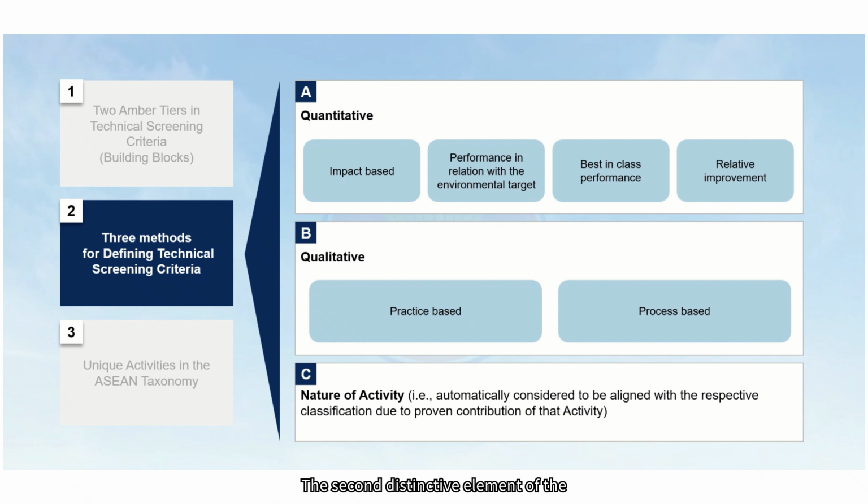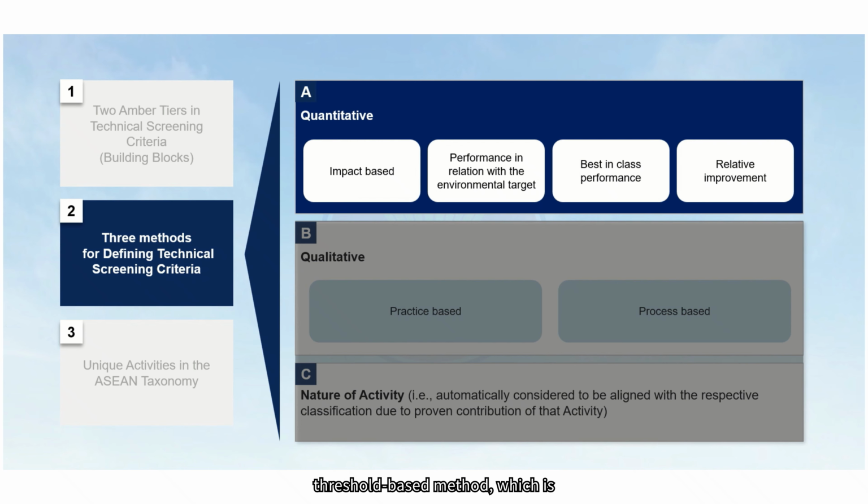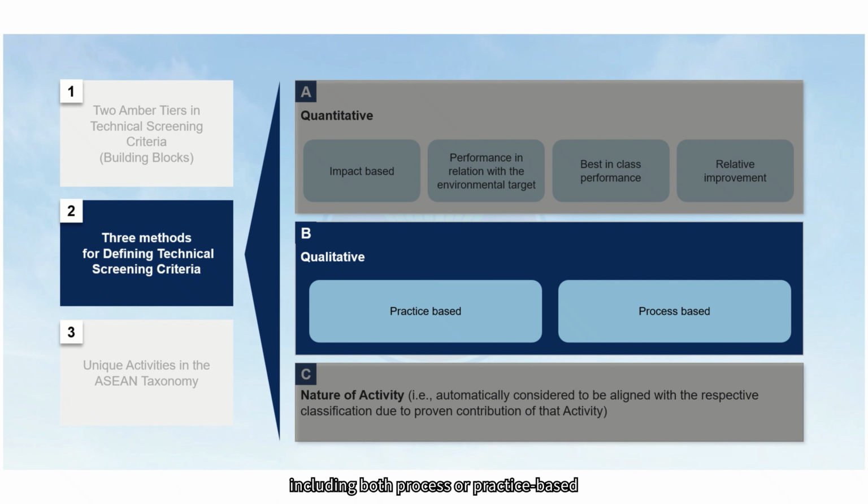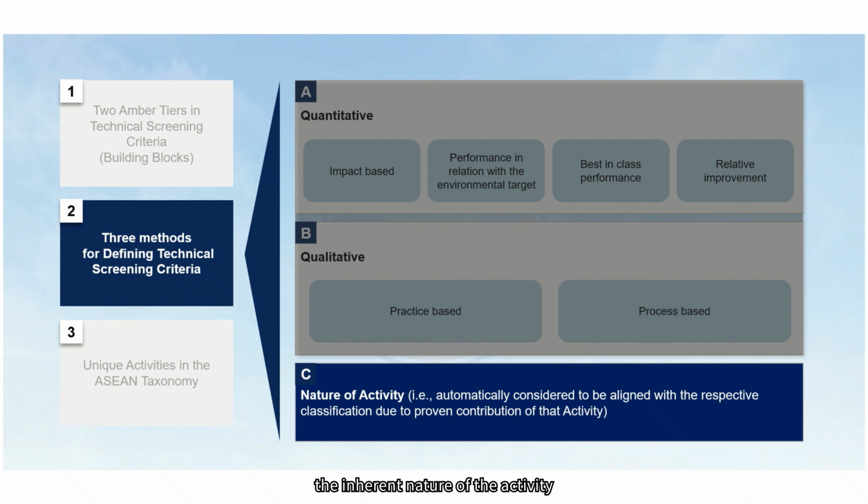The second distinctive element of the Plus standard is its use of three methods for defining the technical screening criteria. The first is the threshold-based method, which is quantitative in nature. This may include impact-based thresholds, performance measured against environmental targets, best-in-class performance among the top 5 to 10% of companies in a sector, or demonstrated relative improvements. The second is a qualitative method including both process or practice-based method. Finally, the third is based on the inherent nature of the activity itself. For example, solar and wind energy automatically aligns with the green tier due to its proven contribution to sustainability.